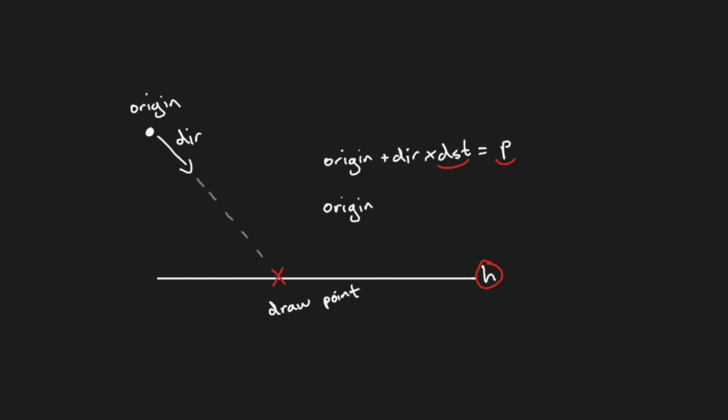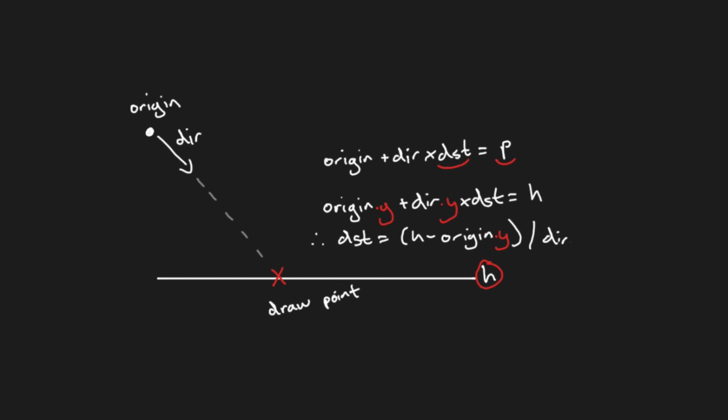Unfortunately, there are two unknowns in this equation, the draw point and the distance, but we do know something about the draw point. We know its height, since that's just a value we chose. So we can rewrite this equation using the y component of all of the vectors. So origin.y plus direction.y multiplied by the distance is equal to h, the y component of the draw point. So if we simply rearrange this, we can find that the distance is equal to h minus the y component of the origin, all divided by the y component of the direction. We then just plug that value into there to find our draw point.